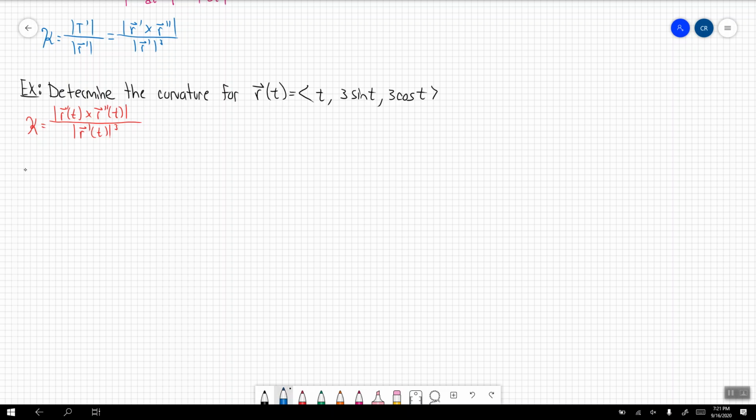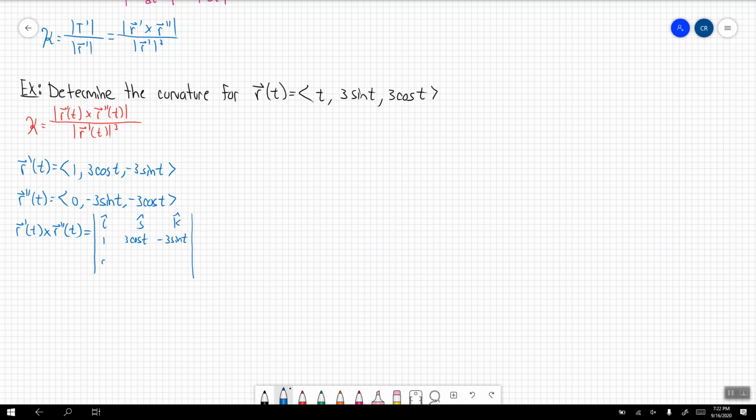In order to work this out, I need my first derivative. So the first derivative here, we're going to get 1, 3 cosine of t, and then negative 3 sine t. Okay, great. Second derivative, r double prime: 0, negative 3 sine t, and negative 3 cosine t. Taking the cross product, that's 1, 3 cosine of t, negative 3 sine t, 0, negative 3 sine t, and negative 3 cosine t.